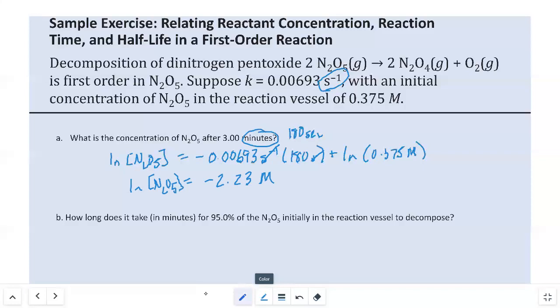To get rid of the natural log, we have to use the natural exponent, e. e to the natural log of N2O5 is equal to e to the negative 2.23. So after we do that, we get a concentration of N2O5 that is equal to, to three significant figures, 0.108 molar.